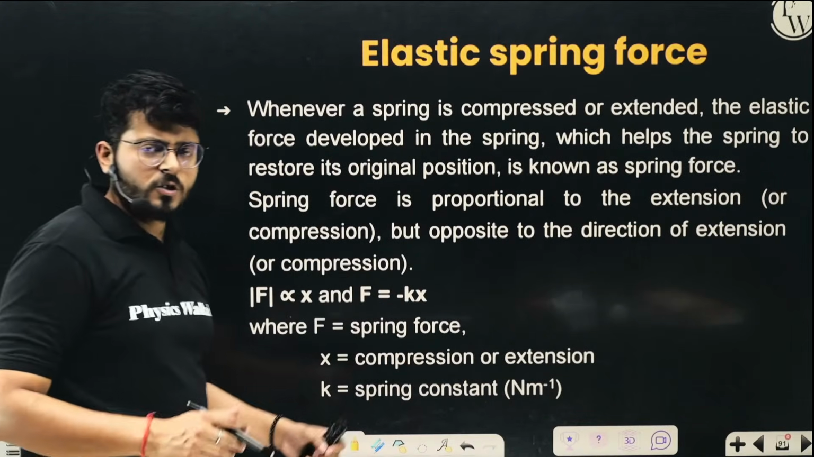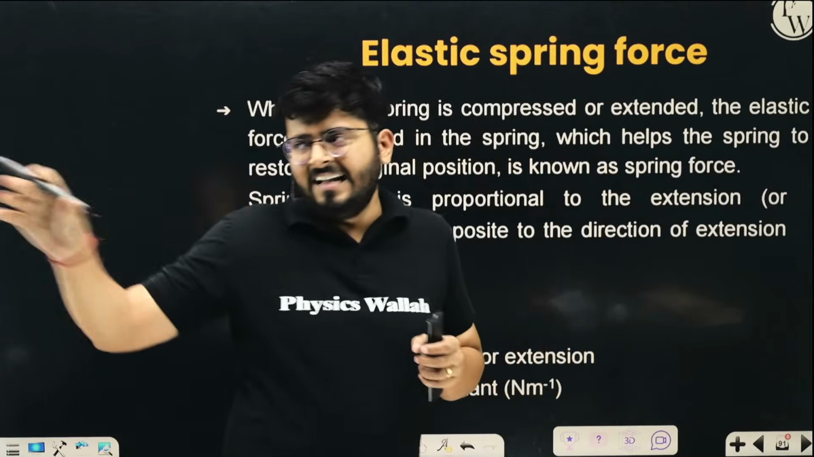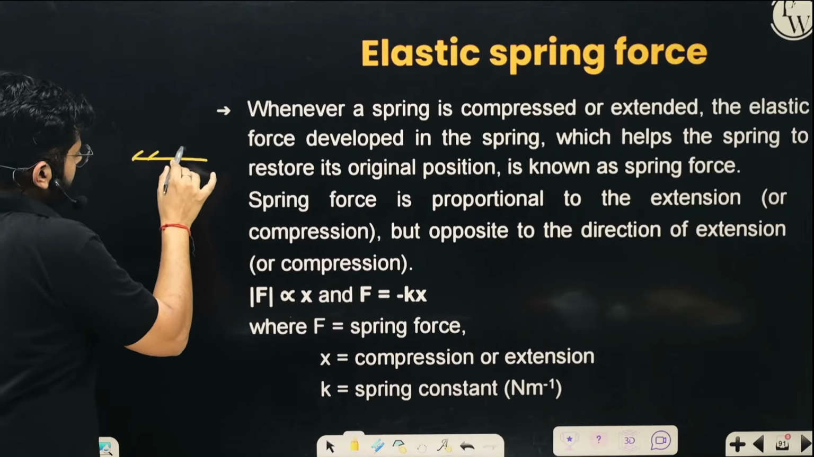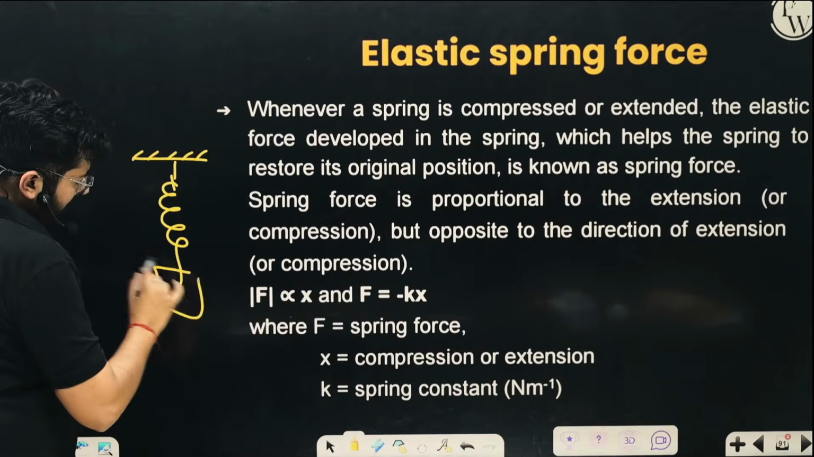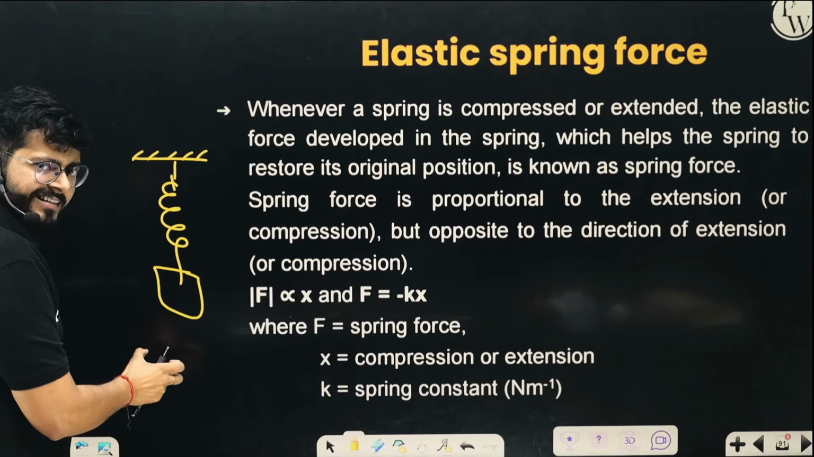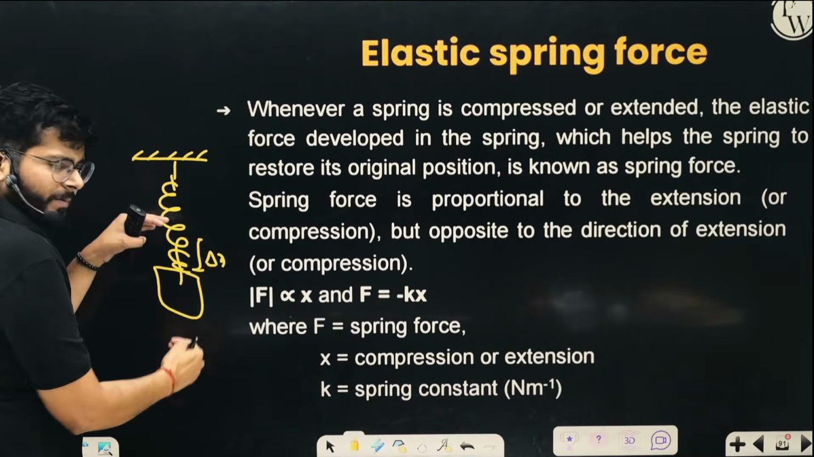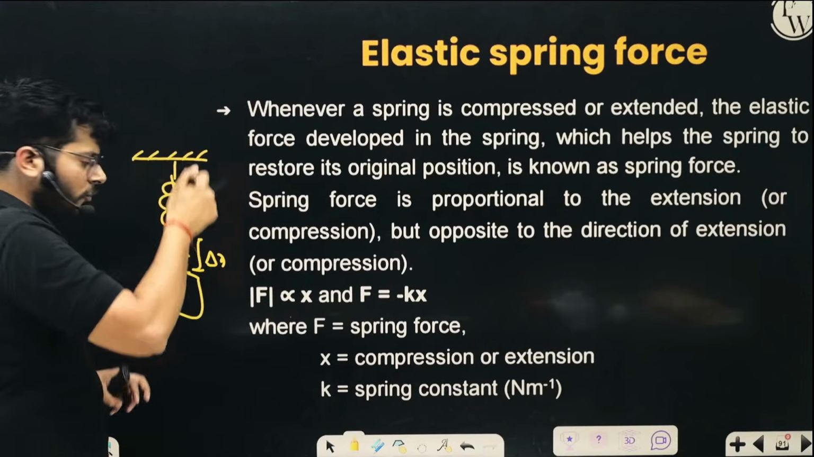Elastic spring force. If you stretch a spring, it wants to restore itself. That restoring force is called the elastic spring force. So this is the fixed ground, and this is the spring. If you attach a mass over here, it will pull the spring like this by some amount, delta x. Whatever stretch you have created, it will try to create a restoring force based on that.